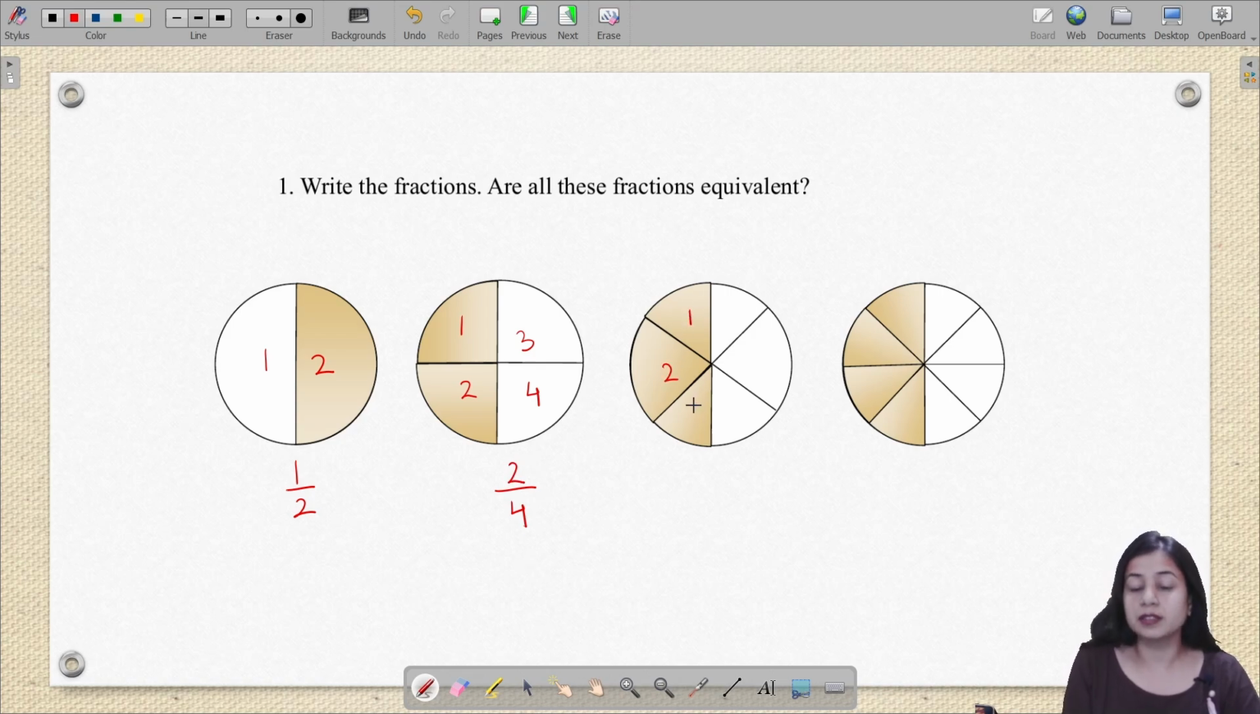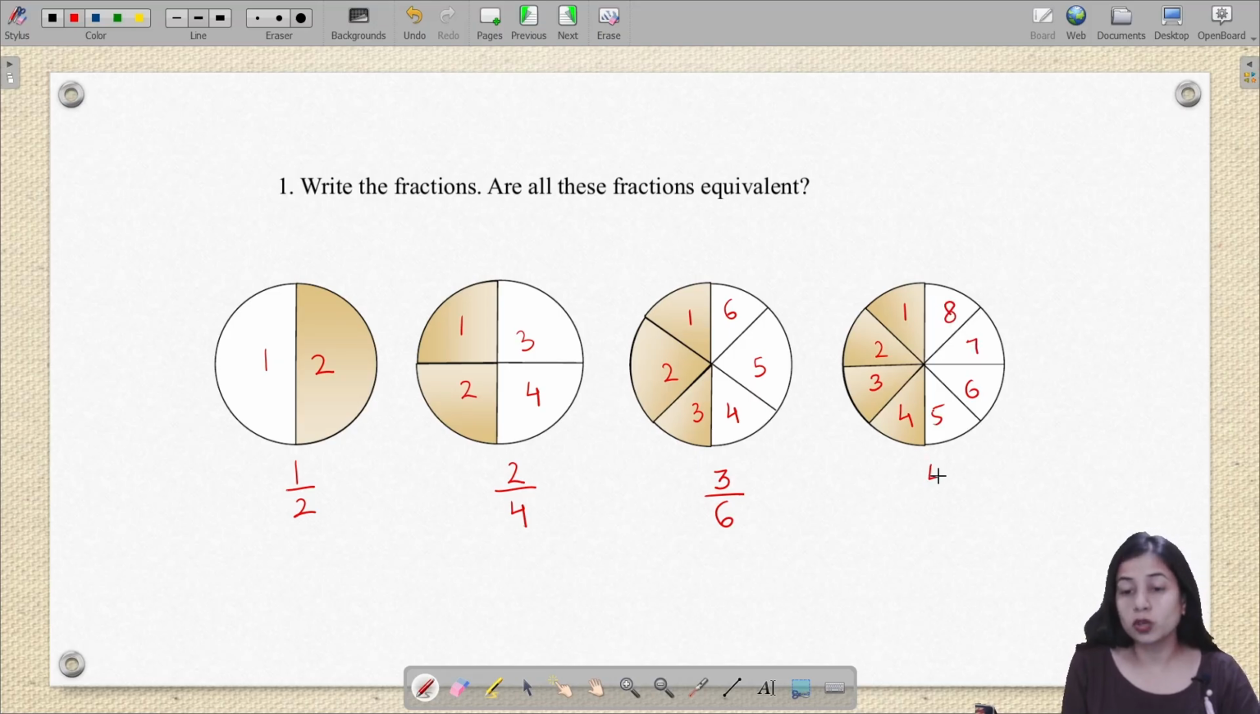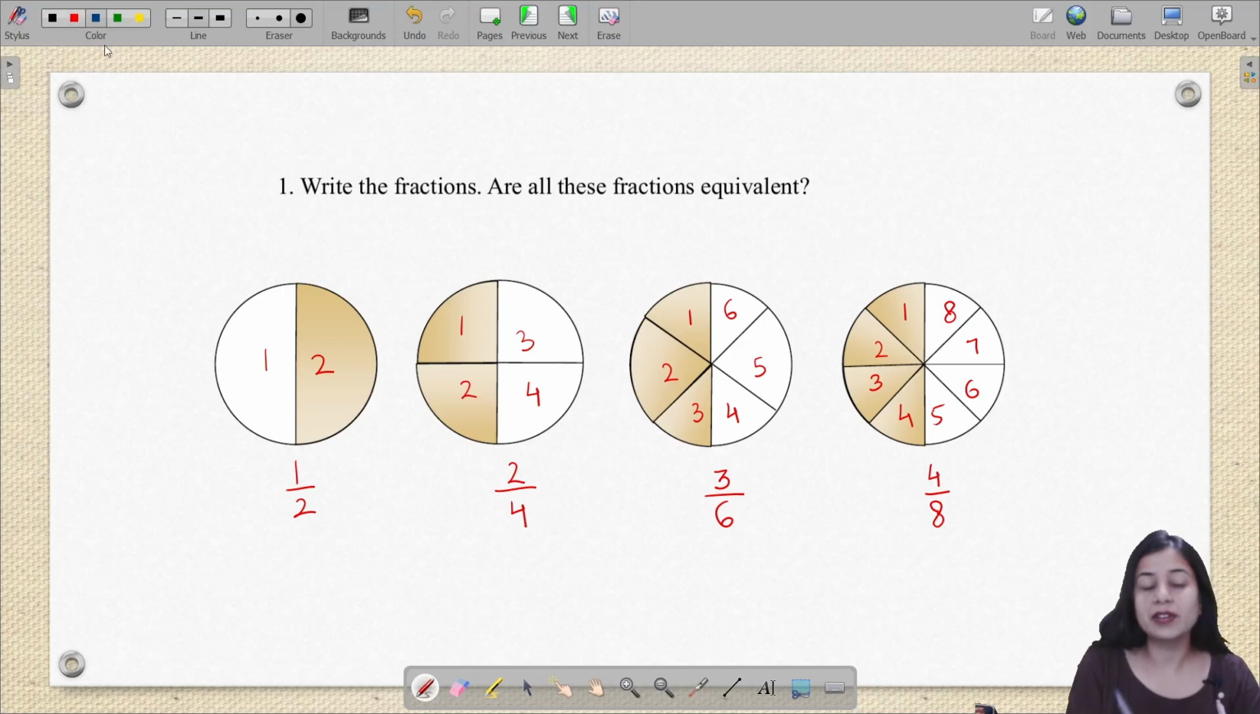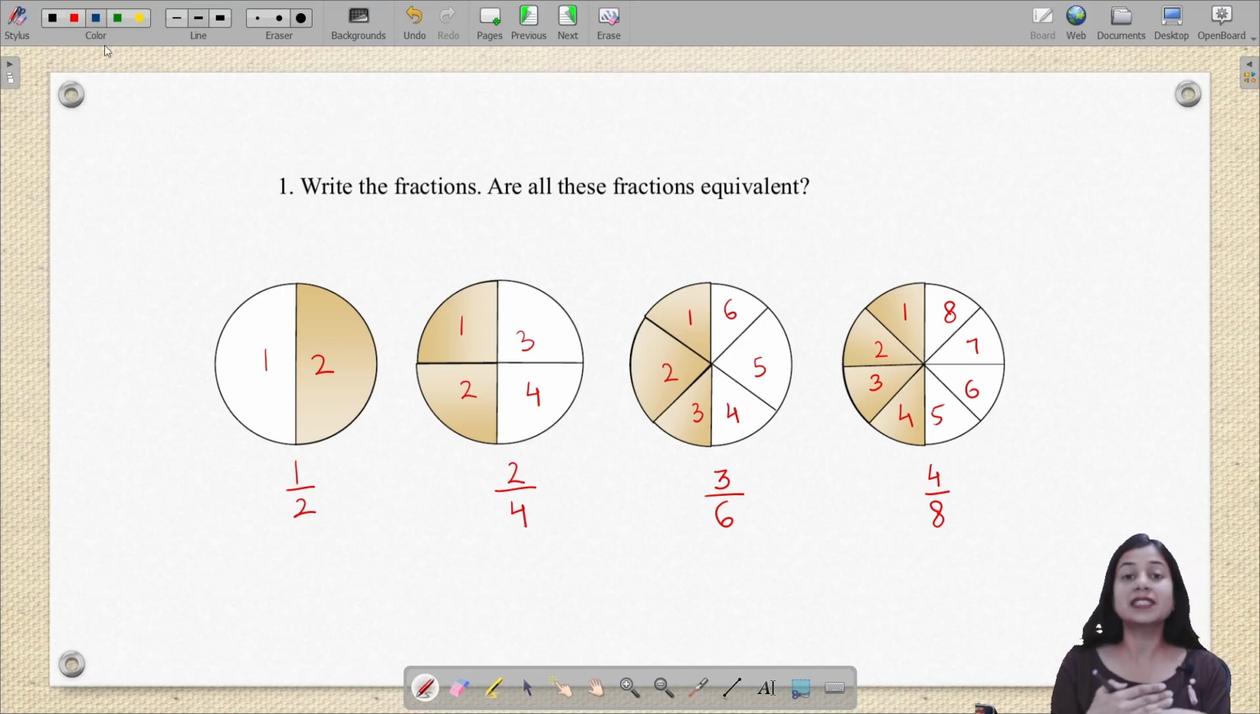In the third circle, it's divided into 6 equal parts. Shaded are 3, which gives the fraction 3 by 6. And the last circle is divided into 8 equal parts. Shaded are 4. So the fraction is 4 by 8. So clearly we can see that the numerator is telling us the shaded parts and the denominator is telling us the total number of equal parts a particular figure is divided into.